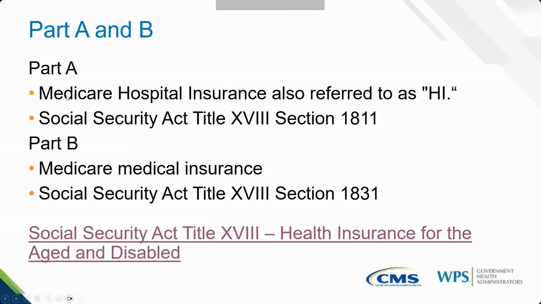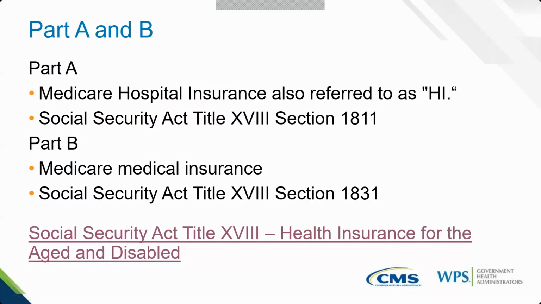So let's talk about what Part A is versus what Part B is. Let's get started with this. So Part A versus Part B are benefit categories. They're how Medicare defines what they pay for versus processing systems or anything else. So Part A and Part B. Medicare Part A is defined as Medicare Hospital Insurance. This is also referred to as HI.